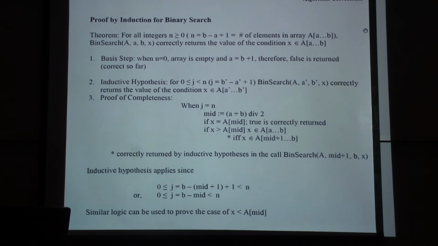The inductive hypothesis says that for J greater than or equal to 0, less than n, and of course we certainly can say greater than what? We can say greater than 0. We don't have to say greater than or equal to 0. Why? Because 0 has already been proved directly through the basis. So in this case, J is a value less than n, greater than 0, and J will be equal to nothing more than B prime minus A prime plus 1.